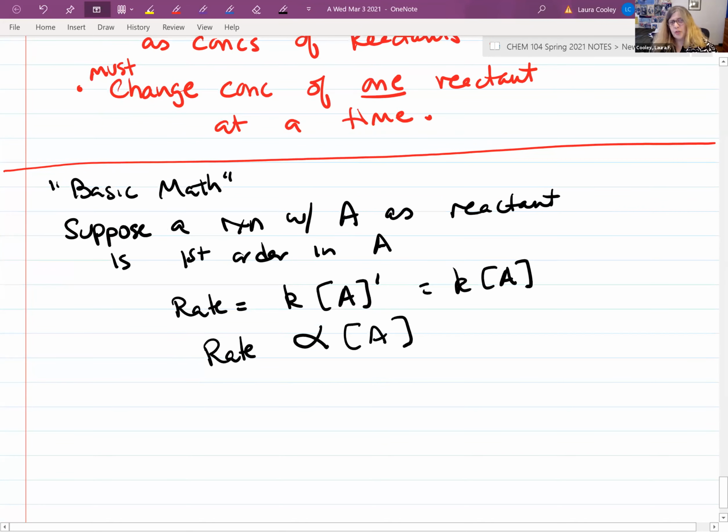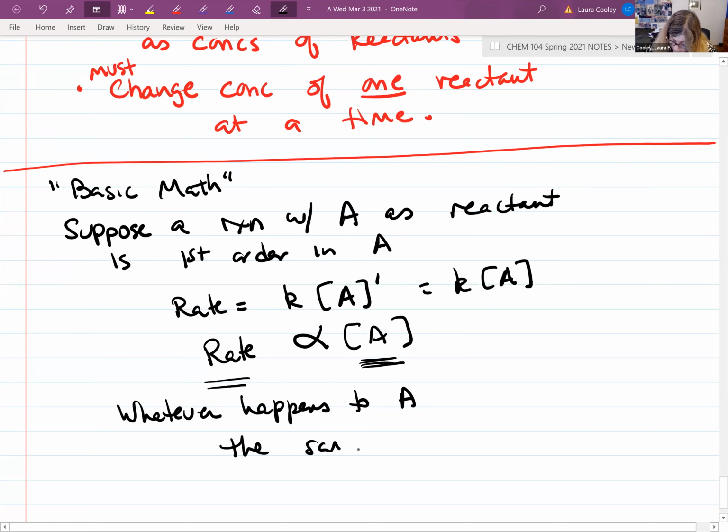Taking that a step further, we know what a proportionality means. Well, in fact, you could write, you know, rate equals K A is the other way of writing it. But when you have a proportion like this, it means that whatever happens to A, whatever change you make to A, you're going to have the same change in the rate. So that's what it means. Whatever happens to A, the same thing happens to the rate.